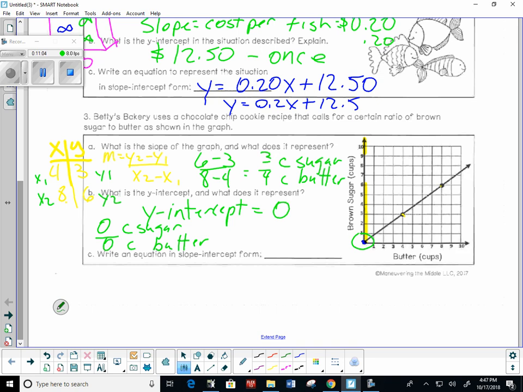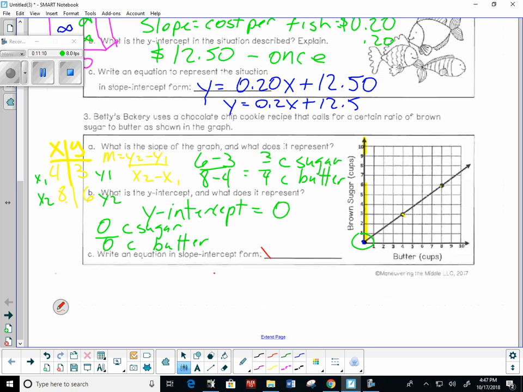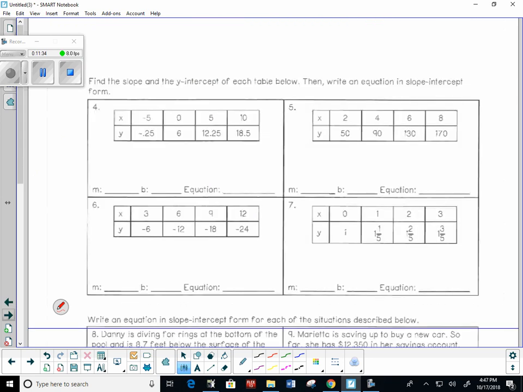Okay, so write an equation in slope intercept form. So we've got our slope. Okay, so our output equals 3/4 times our input. That's it. So since we didn't have a y-intercept, we didn't have to put a b. It's a proportional relationship. Okay? So let's go to the next one.